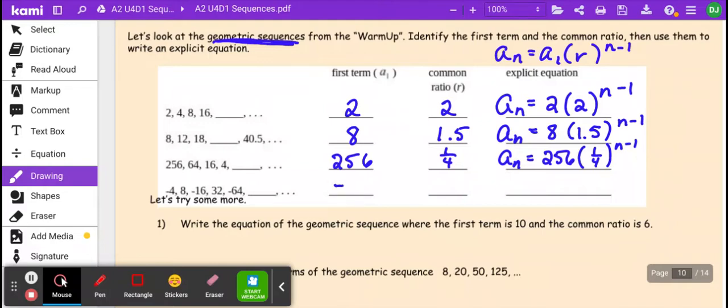Did you say -4? Right, that's the first term. And notice this common ratio was the -1 because every other term is negative. Then a sub n equals -4 times the common ratio -2 raised to the n minus 1. Notice the parentheses. If you're going to put these in your calculator, especially with a negative, that is going to be very important.